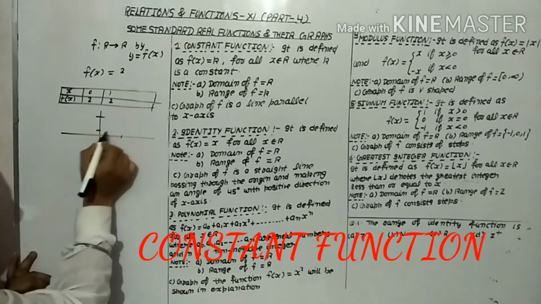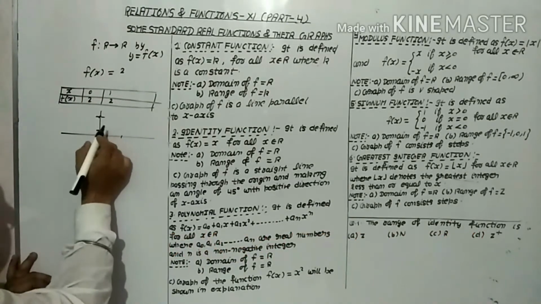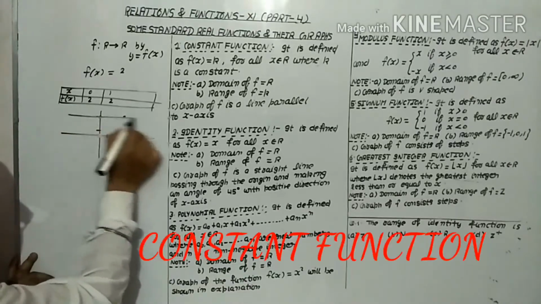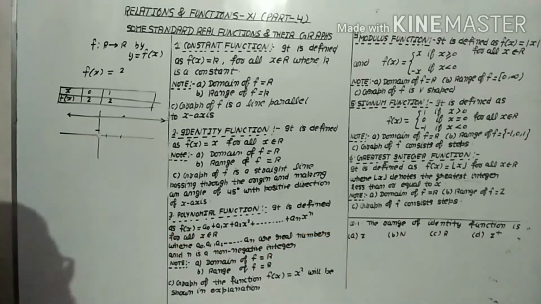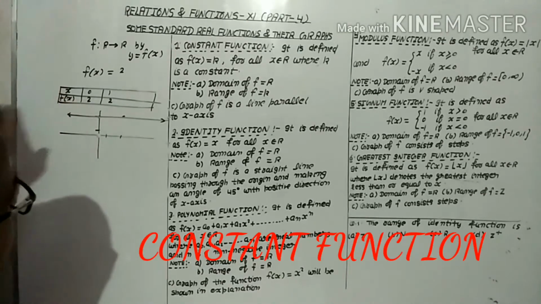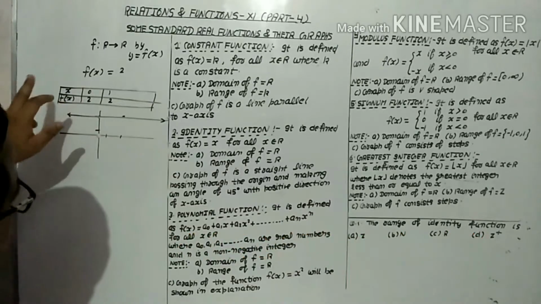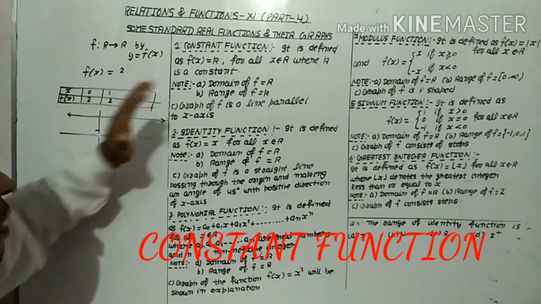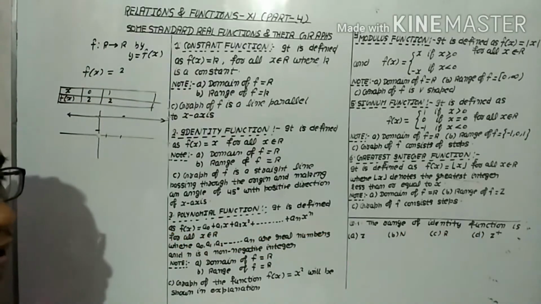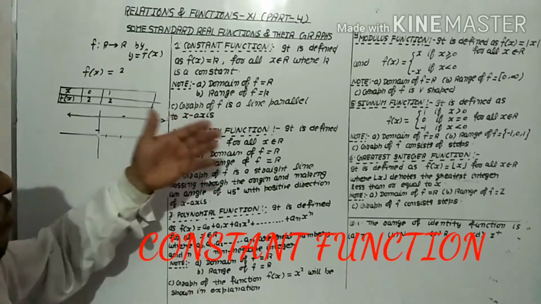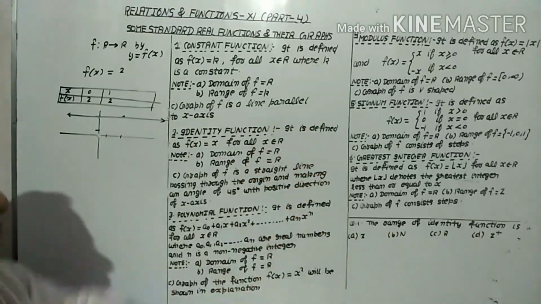At 0, this is 2. At 1, this is also 2. It means the graph of this function is a line which is parallel to the x-axis. Always remember this: the domain we can give any value, that's why the domain is the real numbers. The range is fixed because in every condition it is coming 2. That's why the range of f is {2} only for this constant function. If we are taking a particular number, that is represented by any constant k, and the graph of f is a line parallel to the x-axis.